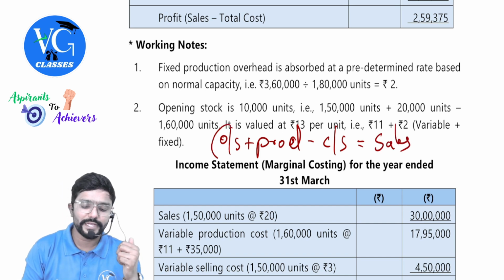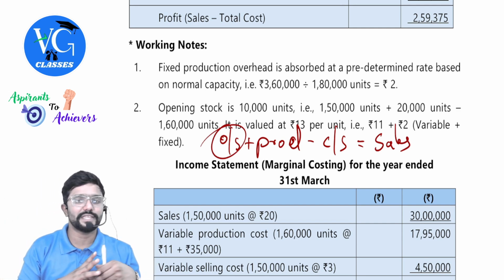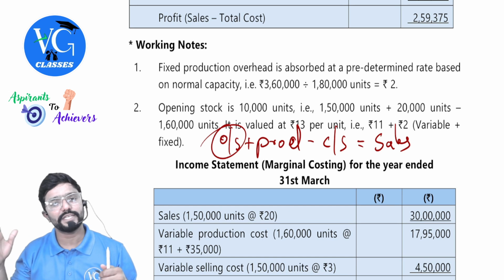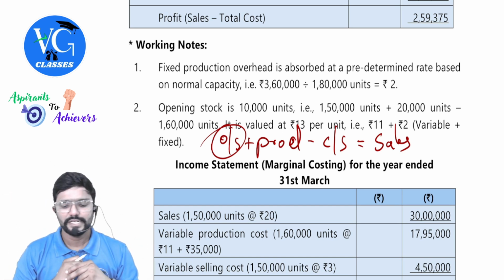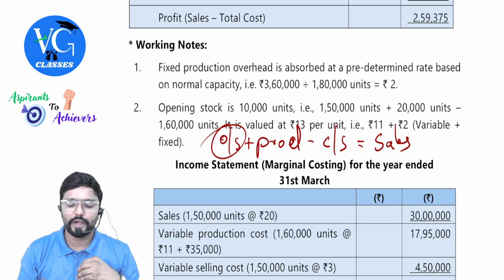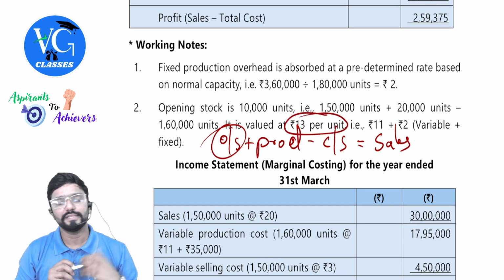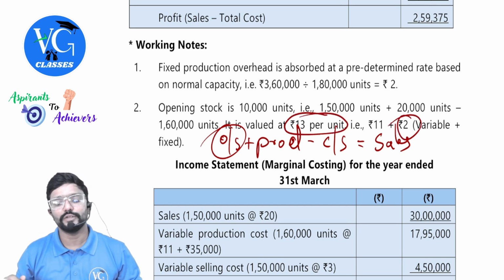Now we have everything except opening stock. So what do you do? Bring production and closing stock to the other side. Sales minus production plus closing stock is equal to opening stock. We are getting how many units, sir? 10,000 units. It will be valued at how much? 13 rupees per unit. That is variable plus fixed both.